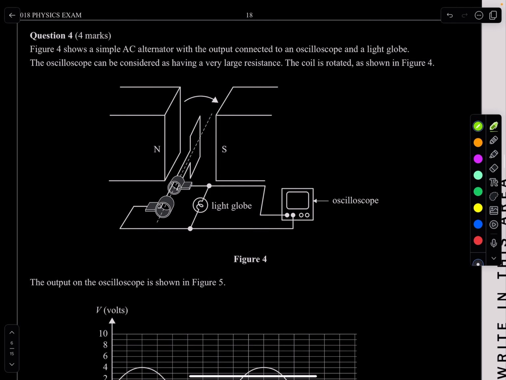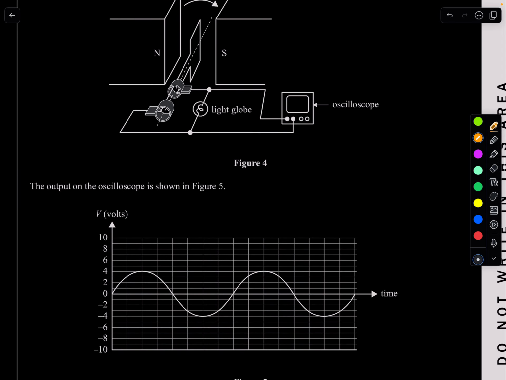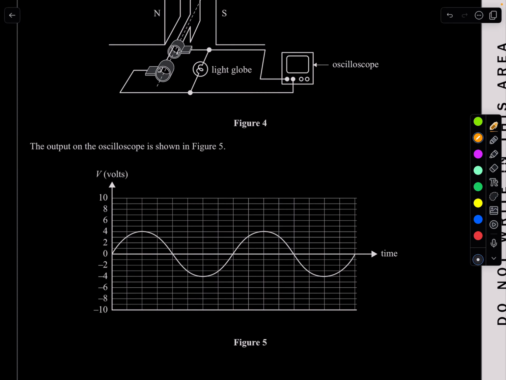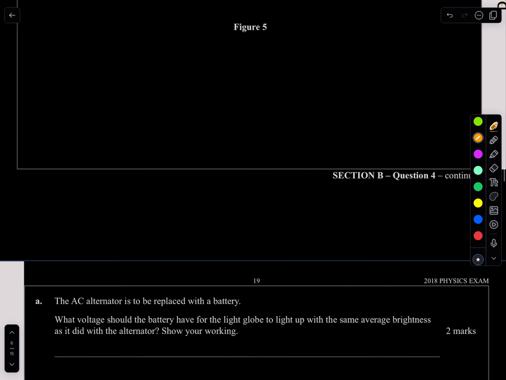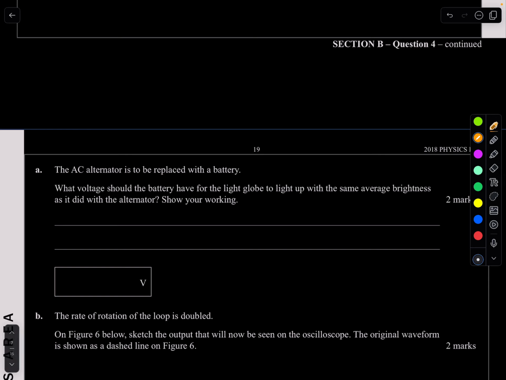Yeah. Question 4. Let's have a look at this. Figure 4 shows a simple AC alternator with the output connected to an oscilloscope and light globe. The oscilloscope can be considered as having a very large resistance. The coil is rotated as shown in figure 4. The output of the oscilloscope is shown, so we're given the voltage over time. The AC alternator is to be replaced with a battery.